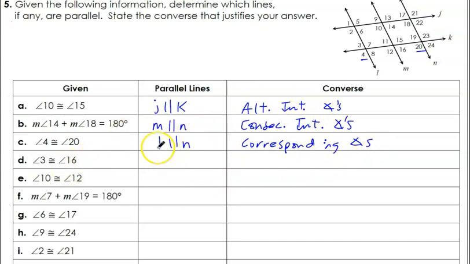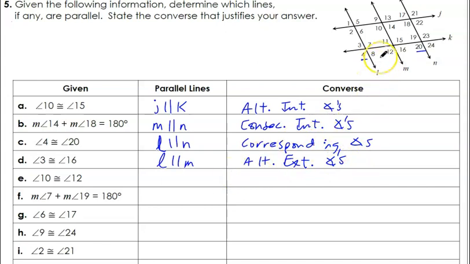Letter D, 3 is congruent to 16. 3 and 16 are congruent, so they are alternate exterior for lines L and M being sliced by transversal K. So this proves that L is parallel to M, and those would be alternate exterior. Well, that's our converse for letter D.